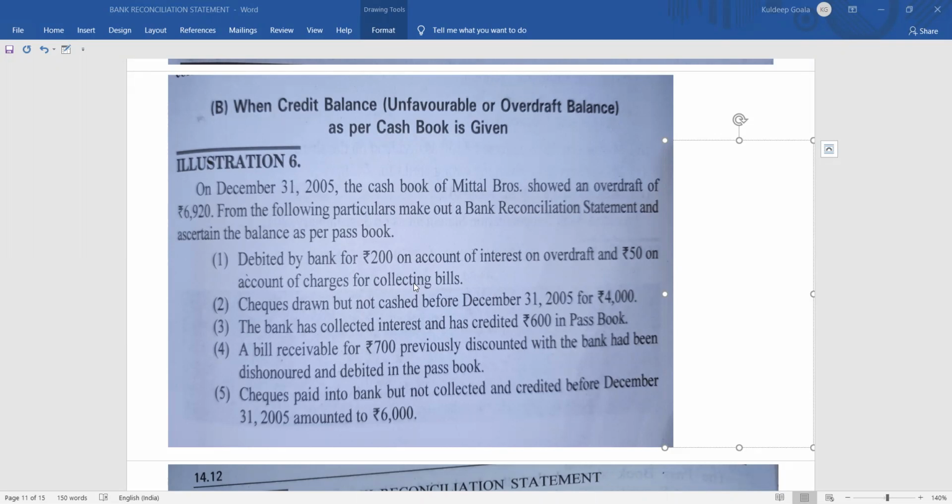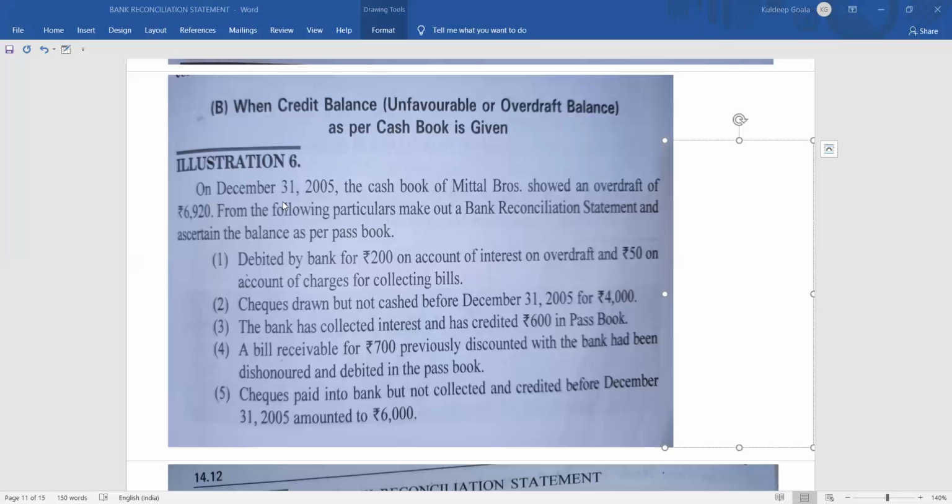All the other adjustments, all the entries, whatever you have learned to solve the transactions, will remain the same. The base remains the same. So let's start. Today we are going to do the unfavorable balance as per cash book. An unfavorable balance or overdraft balance as per cash book can also be called the credit balance of the cash book, or credit balance as per cash book. Credit balance as per cash book means overdraft, or unfavorable balance.